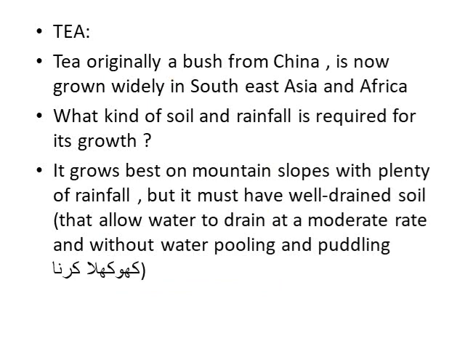Tea. Tea, originally a bush from China, is now grown widely in Southeast Asia and Africa. What kind of soil and rainfall is required for its growth? It grows best on mountain slopes with plenty of rainfall, but it must have well drained soil. What is well drained soil? Well drained soil means soil that allows water to drain at a moderate rate and without water pooling and puddling.